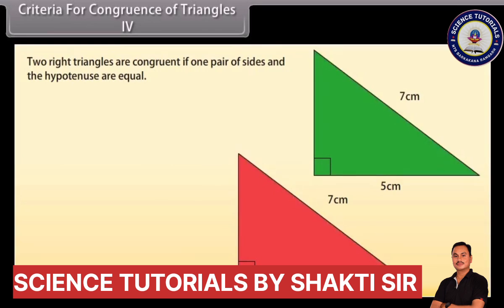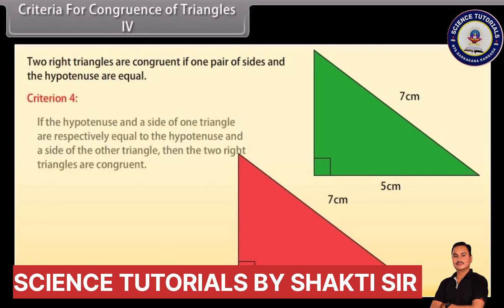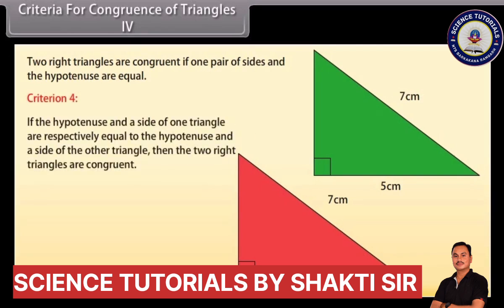This we have as Criterion 4. If the hypotenuse and a side of one triangle are respectively equal to the hypotenuse and a side of the other triangle, then the two right triangles are congruent. This criterion is referred to as RHS, right angle hypotenuse side.